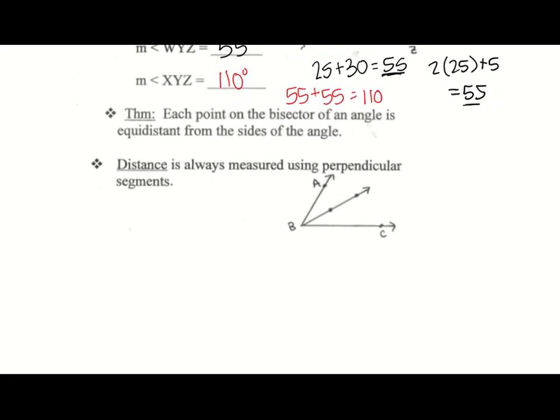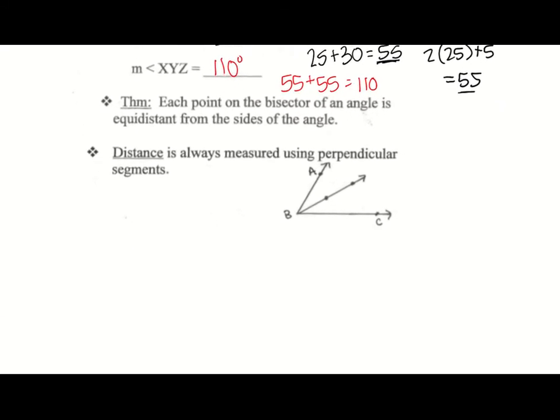Okay, we got one more piece we're going to look at, and this theorem says that each point on the bisector of an angle is equidistant from the sides of the angle. So that is telling me that if I label these points here on the graph, let's label them P and D.